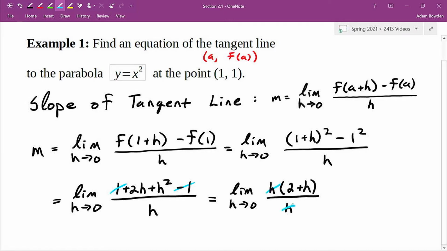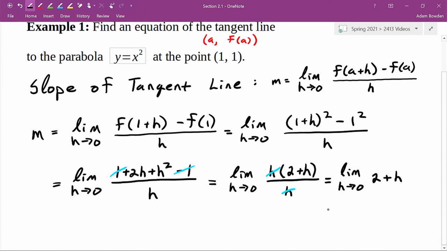We can cross that h out here, and it turns into the limit as h approaches 0 of 2 plus h. And as we've done before, we can plug in a 0 to calculate this. So it would be 2 plus 0, to just get 2. That's the slope of the tangent line at the point (1, 1).